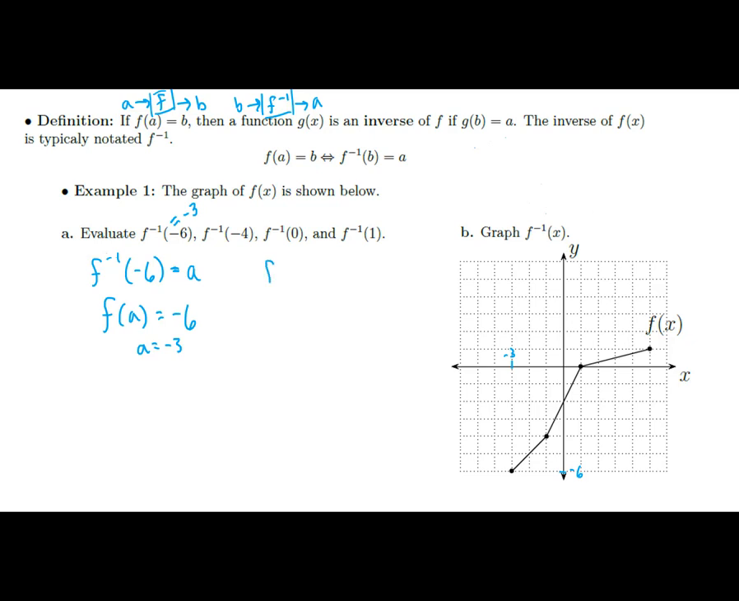We could do the same thing. f inverse of -4 equals what? Well, whatever it is, if I put it into f, it should spit out -4. So I go down to -4, and I can see that that happens at x equals -1. So that must mean this a is -1.